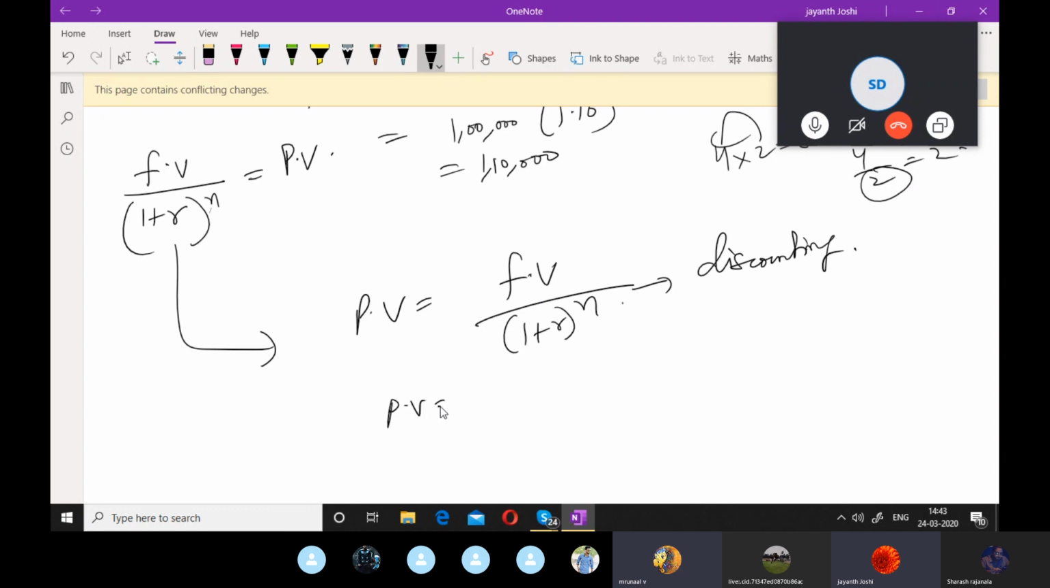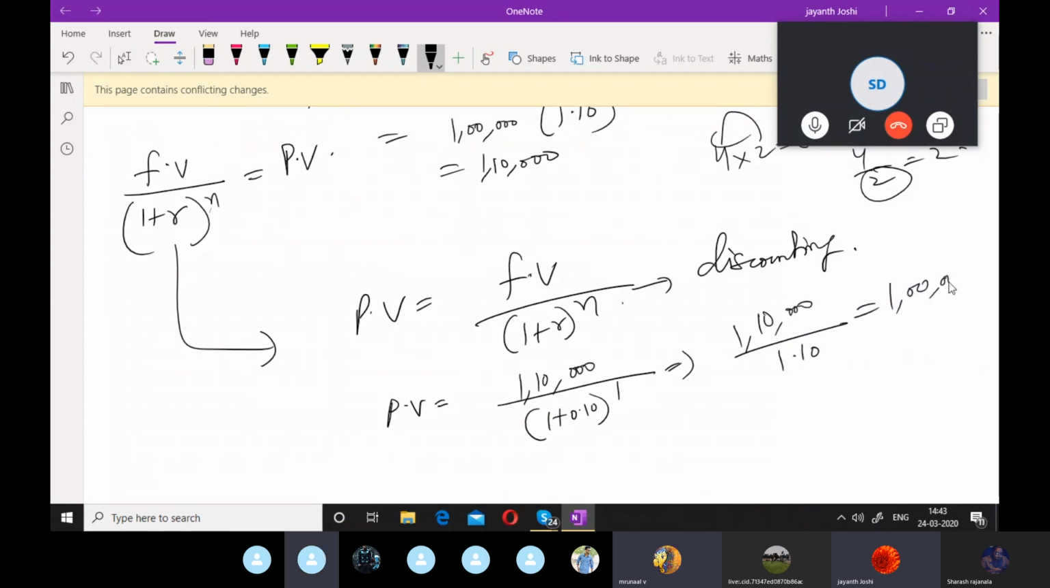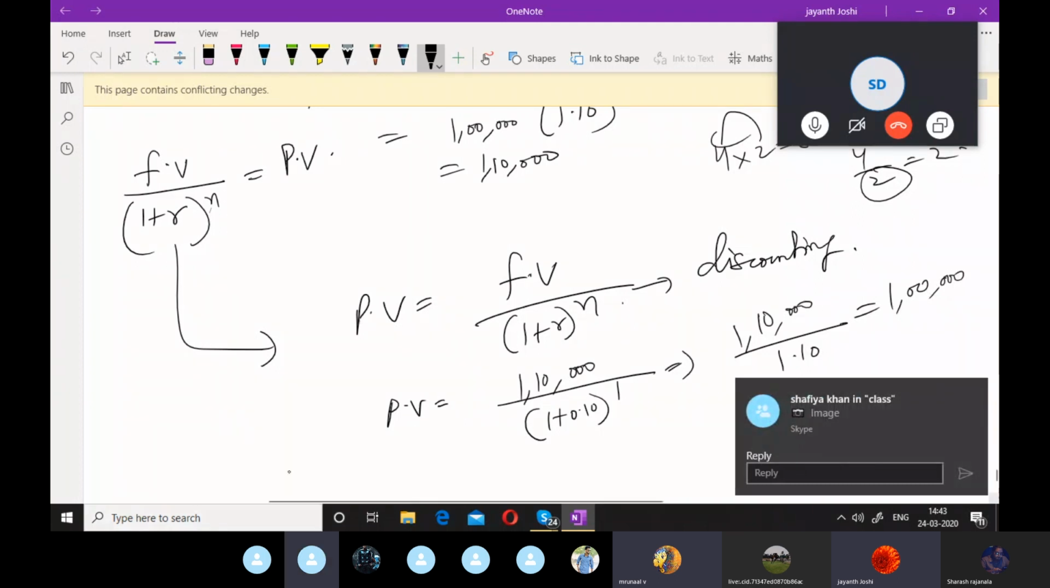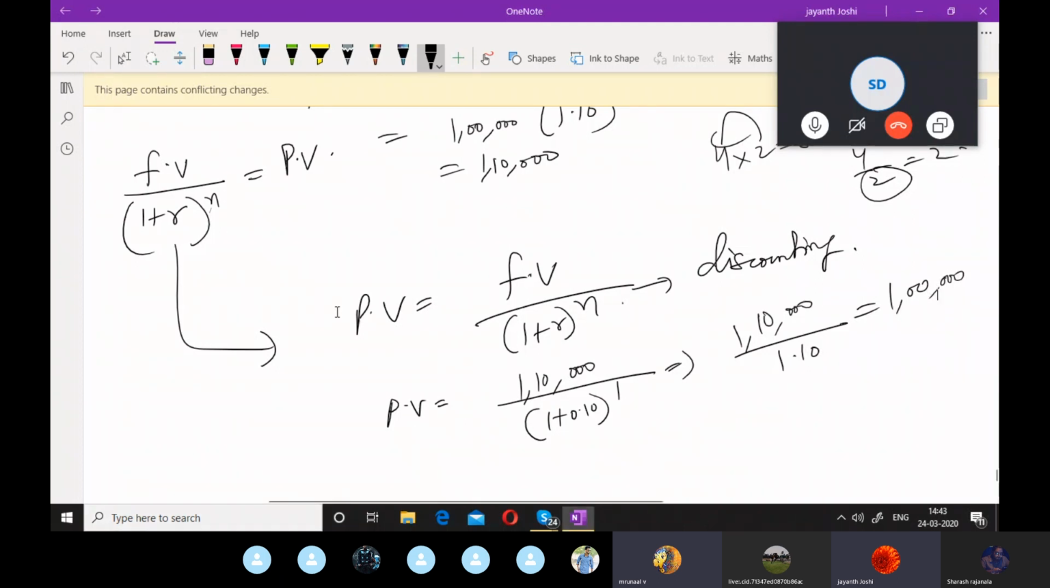So present value is nothing but 1,10,000, which was your future value at the end of the year, divided by (1 plus 0.10) whole power 1. So 1,10,000 divided by 1.10 will give you 1 lakh. So you got the present value, 1 lakh.